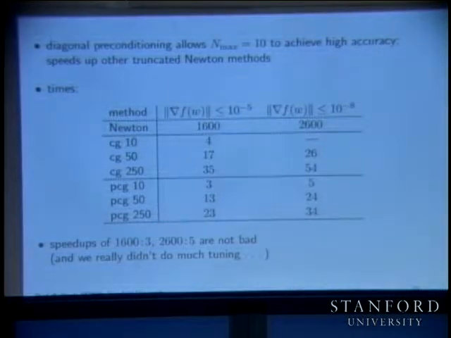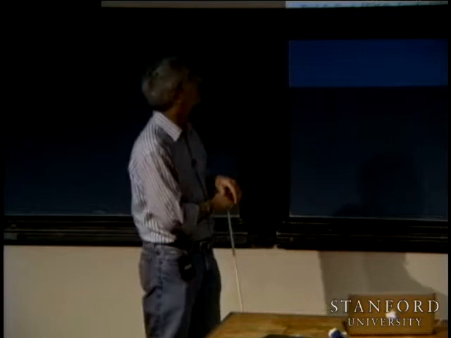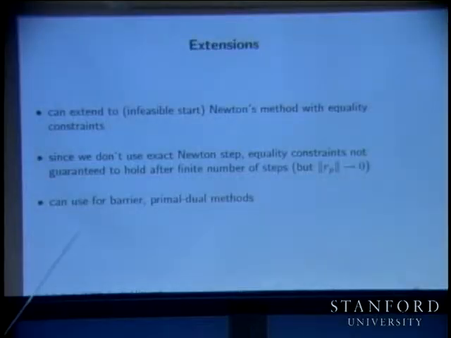So there are a lot of extensions here. You can do the things with equality constraints. If you use an infeasible start Newton method with equality constraints, your equality constraints are actually not going to be guaranteed to hold, because that's a property of taking a step of 1 in a Newton method. In general, if you do a truncated Newton, the residual is simply going to converge to 0. And of course, you can take this idea and put it into a barrier method or your favorite, more sophisticated primal dual methods and so on.